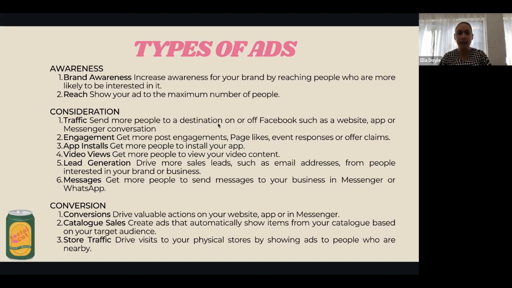Our consideration campaigns are probably the most common ones that you'll use in the library, and probably the main two will be your traffic and your engagement. So the traffic campaign is sending people directly to a website off Facebook or Instagram. So it may be app, messenger, etc. Typically, it'll be websites. So you might be sending them to, again, we discussed this a little bit earlier, a landing page to buy tickets, or maybe to a website page for more information.